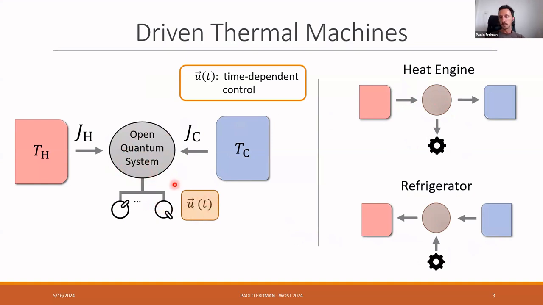For example, a magnetic field or gate voltage controlling, for example, the level splitting of a qubit or a quantum dot. And in this presentation, I'll focus on using the Lindblad equation. So we'll describe the dynamics of the reduced density matrix of our quantum system through the Lindblad equation, which depends explicitly on our time-dependent controls.